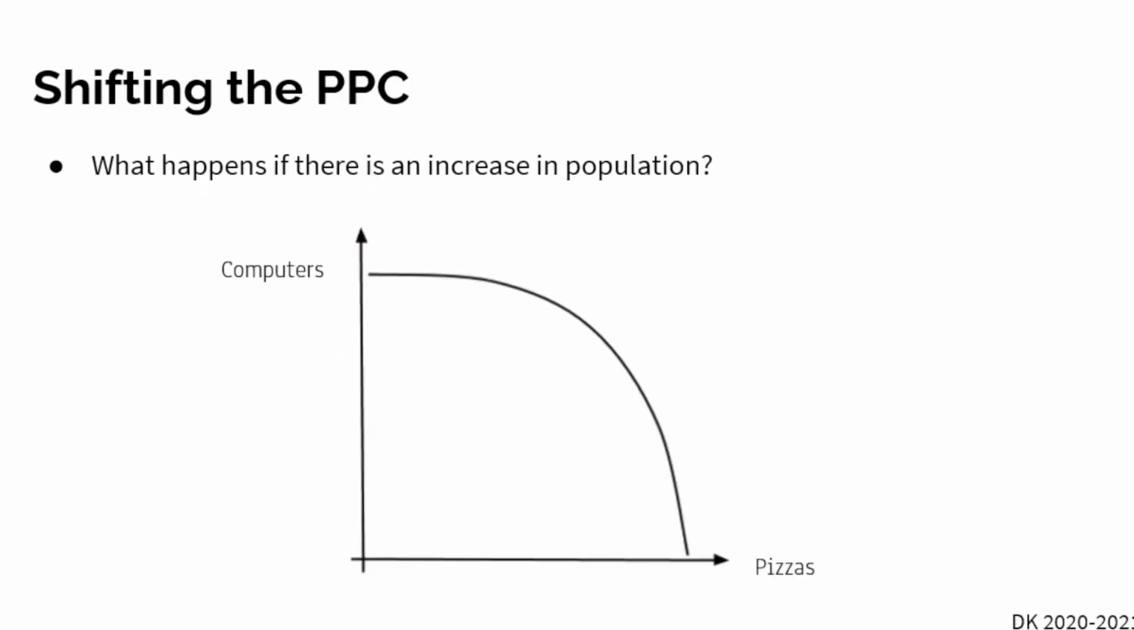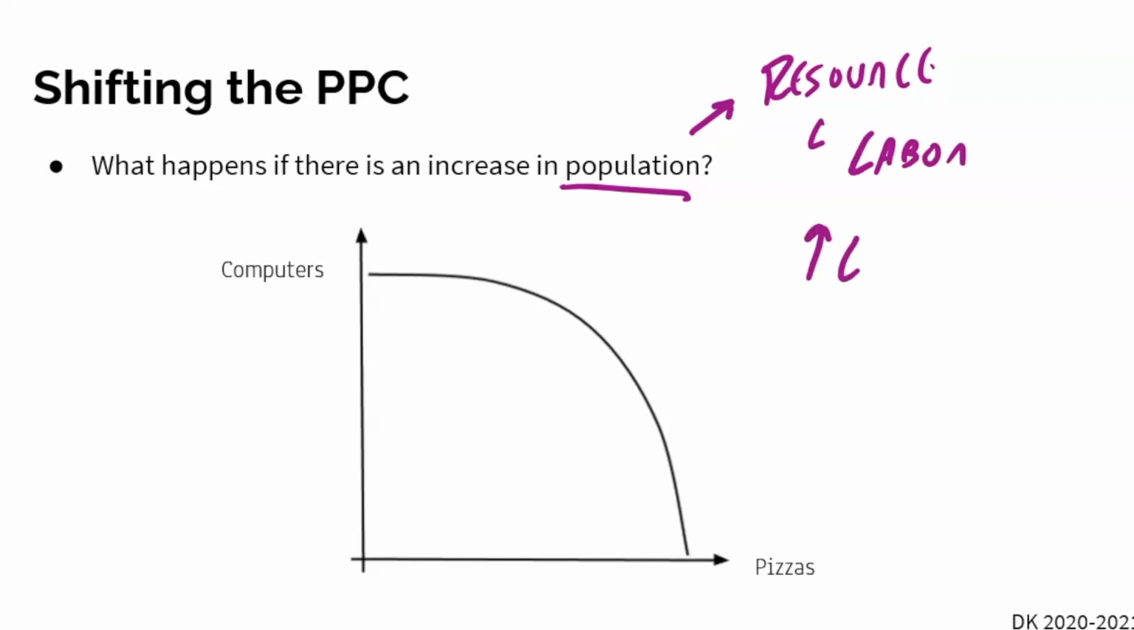So let's practice with this a little bit. We have our scenario. What happens if there's an increase in population? Well, population, we know that it's a resource. The population is just labor, one of the factors of production. And so if we see an increase in labor, what's that going to do with our PPC? Well, our PPC is going to shift outwards. Pretty simple, right?